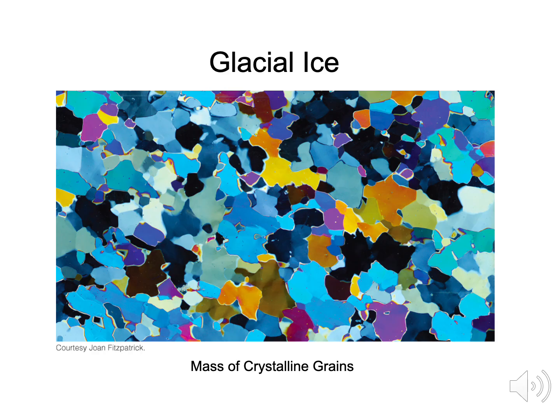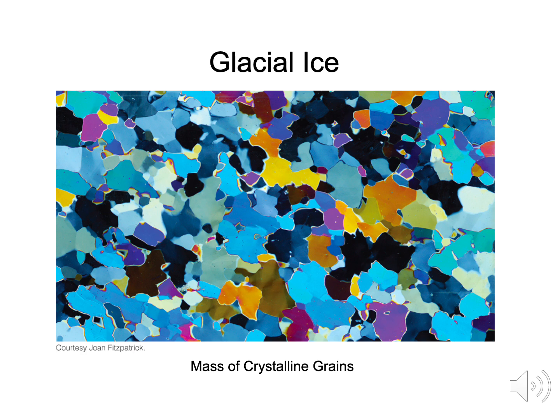To begin, let's start by looking at this image on the screen. If you look closely, what you might first think you're looking at is actually a mineral. But what we're looking at here is glacial ice. This image is a thin section, and we see that ice is actually made up of a mass of crystalline grains. And so the reason that glacial ice resembles a mineral is because ice, in fact, actually is a mineral.